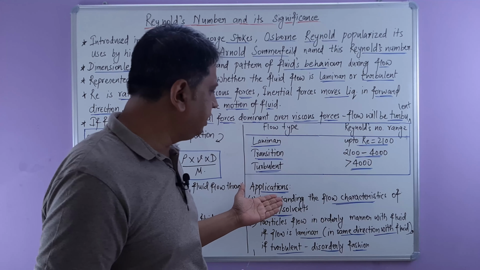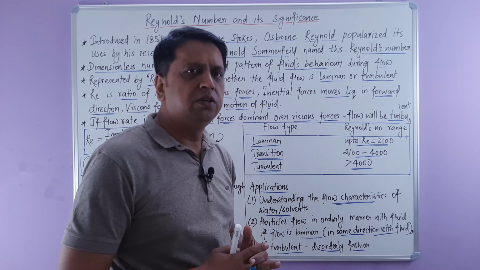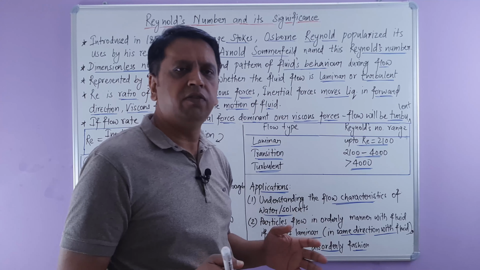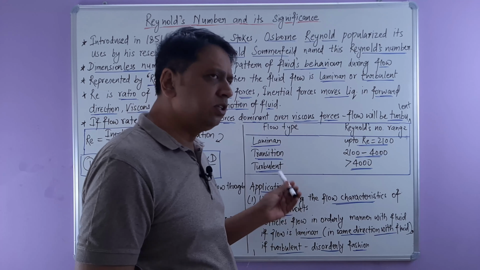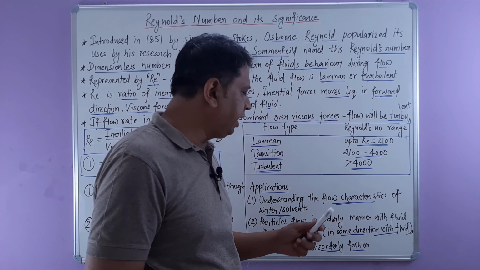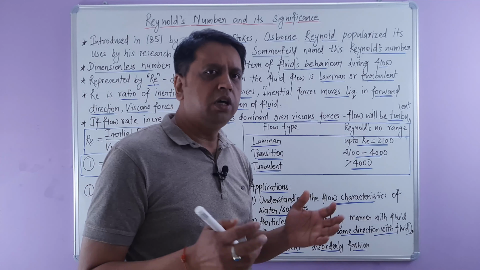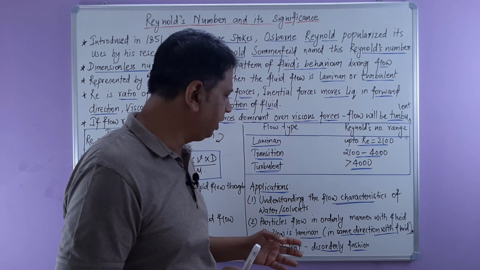Now, as far as its applications are concerned, there are many pharmaceutical industries based on liquid formulations. In those industries, the Reynolds number concept helps us to understand the flow characteristics of the water or solvents that are used to prepare such products.